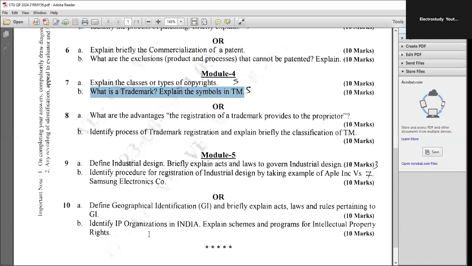Then identify the IP organizations in India. Explain the schemes and programs of intellectual property rights. You are supposed to identify the IP organizations in India. It's a general type of question. We'll find out what the IP organizations in India are. Wait for a while, I'll be sharing the screen with everybody.